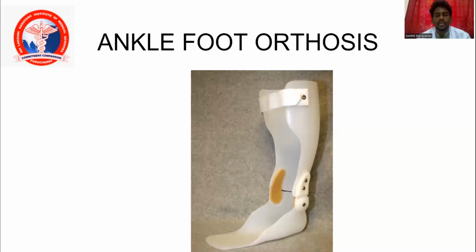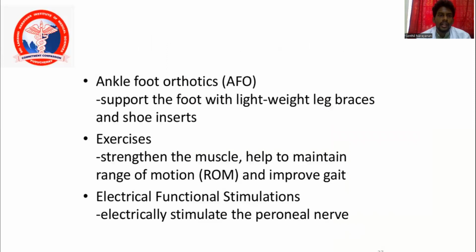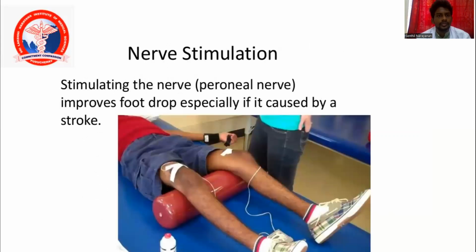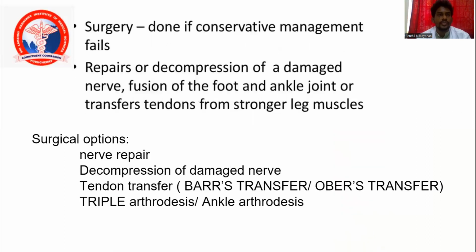This is an ankle foot orthosis used for the management of foot drop. Ankle foot orthosis, also known as AFO, supports the foot with lightweight leg braces and shoe inserts. Exercises that strengthen the muscle help to maintain range of motion and improve gait. Electrical functional stimulation like TENS can stimulate the peroneal nerve. Nerve stimulation improves foot drop, especially if it is caused by a stroke.